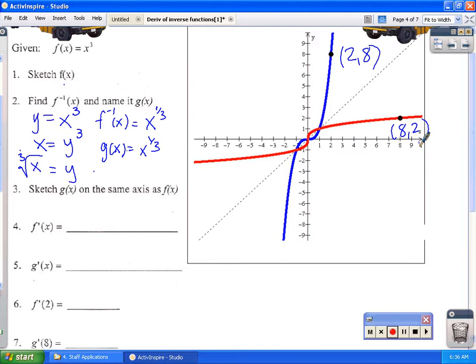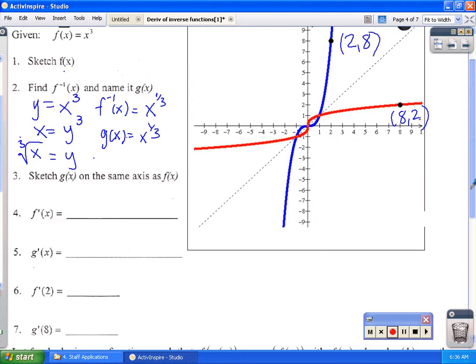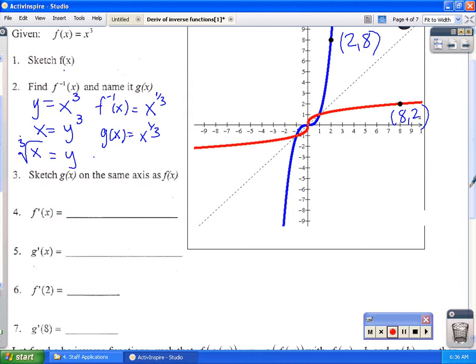Alright, number 3, we've already sketched those graphs. Number 4 asks us to find the derivative of f, the original function. So if we find the derivative of f, we will get 3x squared. And then it asks us to find the derivative of g. Let's do that in red.